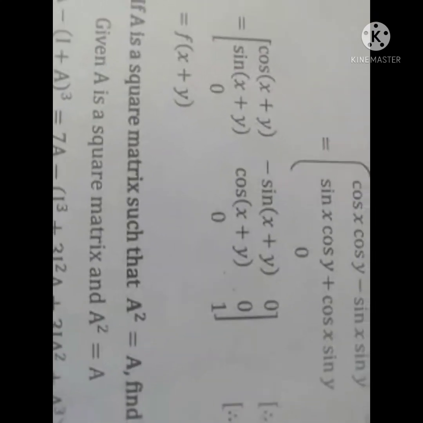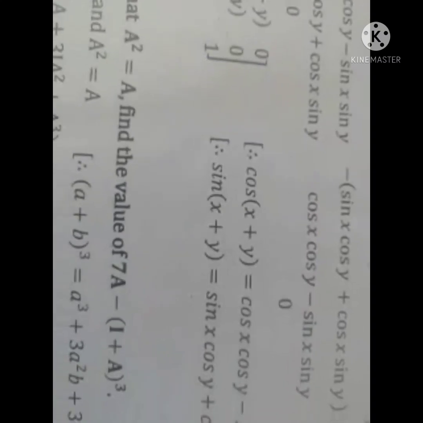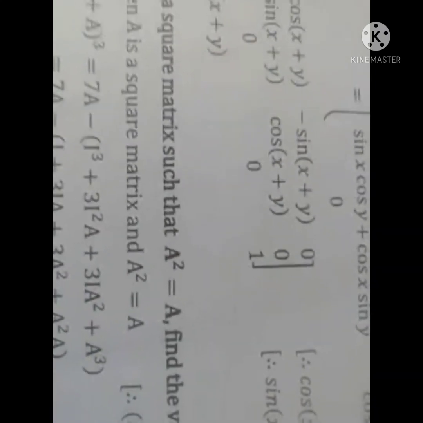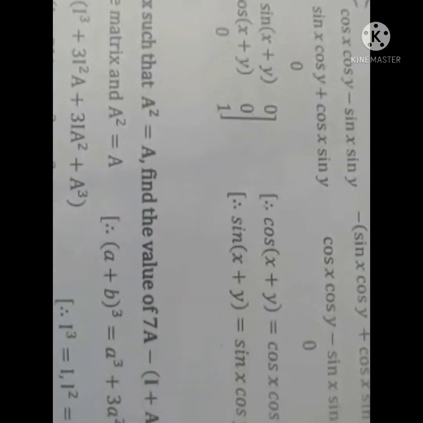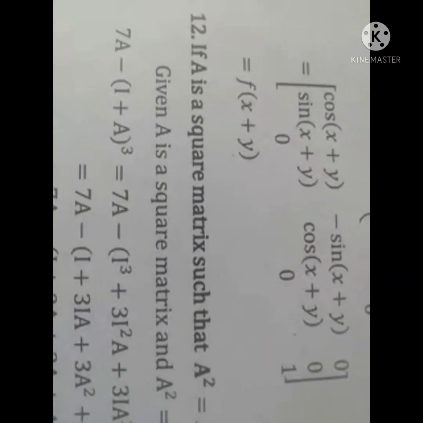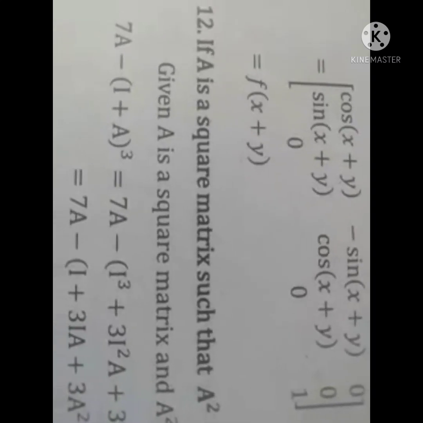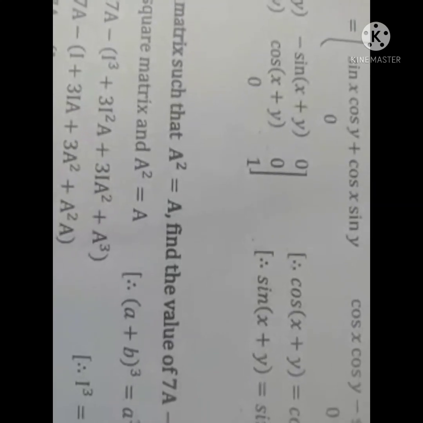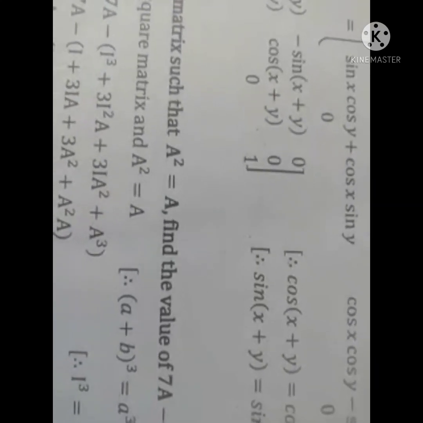Next, sum number 12. Such that A square equal to A is given. If A is a square matrix, find the value of 7A minus (I plus A) whole cube. If A is a square matrix, A square equal to A, then we can use the formula (A plus B) whole cube, that is A cube plus 3A square B plus 3A B square plus B cube.